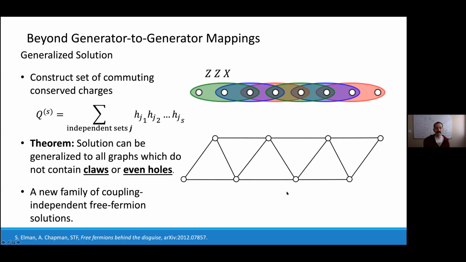So this is a new family of free fermion solutions that we can write down, where we can really explore the entire phase diagram, because this solution method depends only on the graph. It doesn't depend on the detailed choice of coupling constants in the model. So we can really tune those coupling constants and study the entire phase.